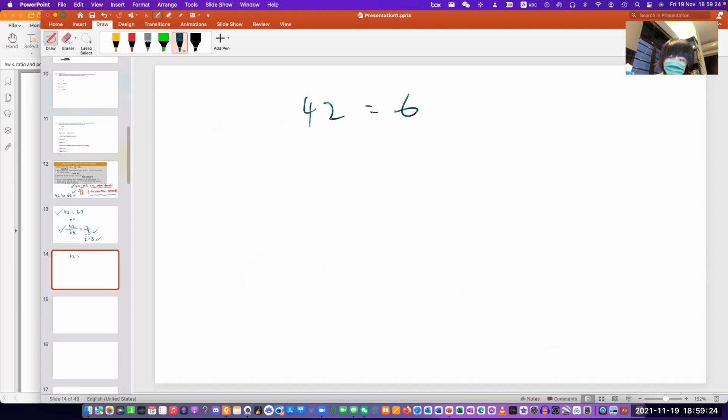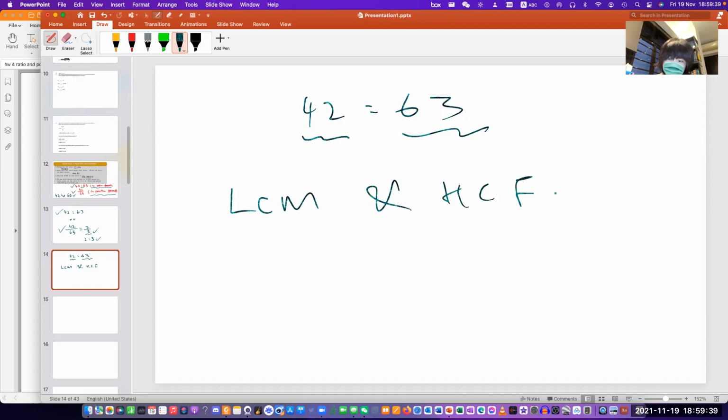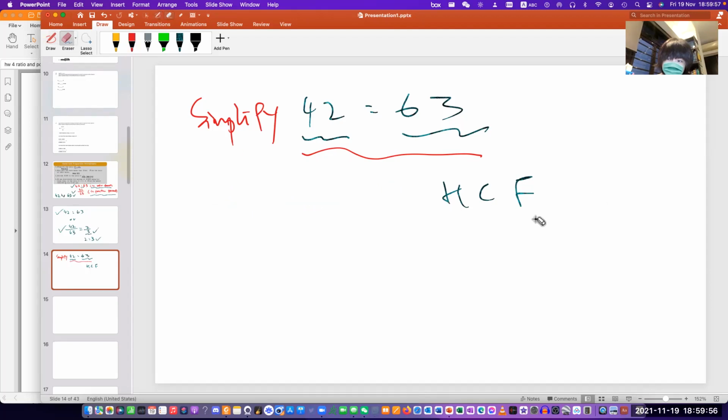So 42 to 63. How do you do it in ratio format? Since you have 42 here and 63 here, we have learned LCM and we have learned HCF. Which concept can you make use of here? The question asks you to simplify. That means you need to divide something. When you divide something, you want to make use of the concept of HCF. I'm going to explain to you why, or do you realize that you need to use the highest common factor concept?